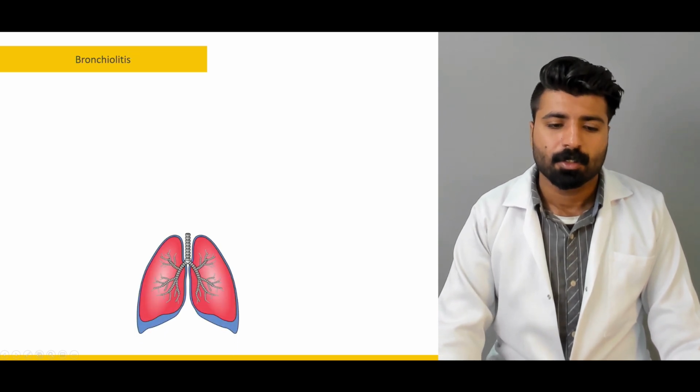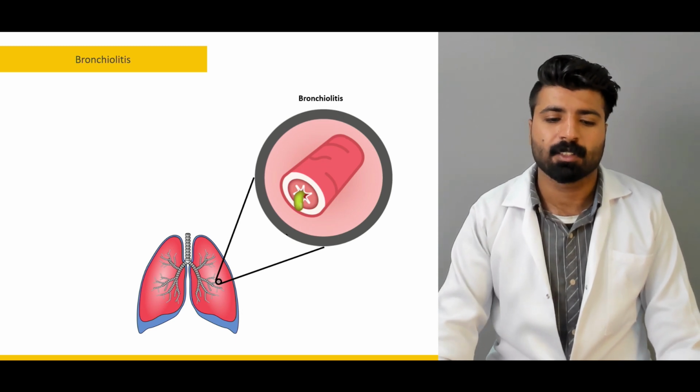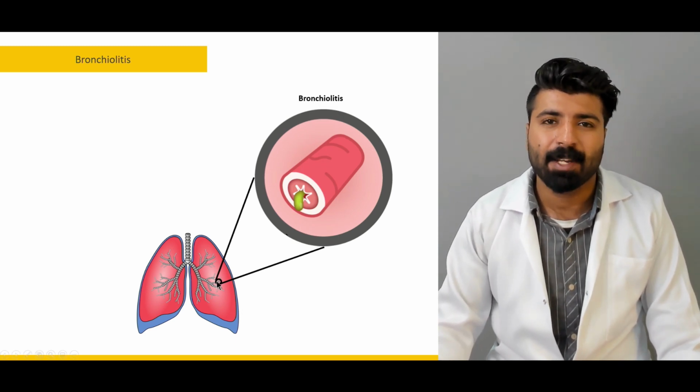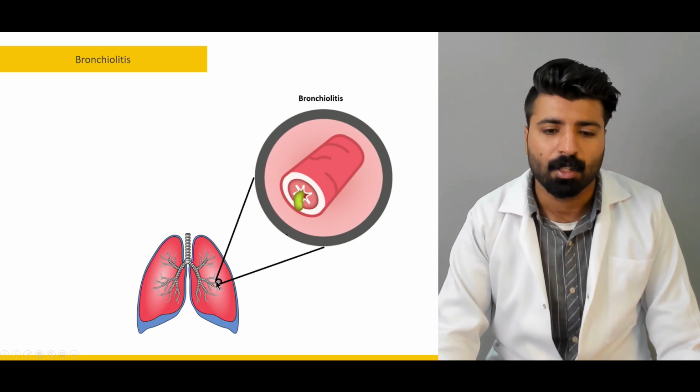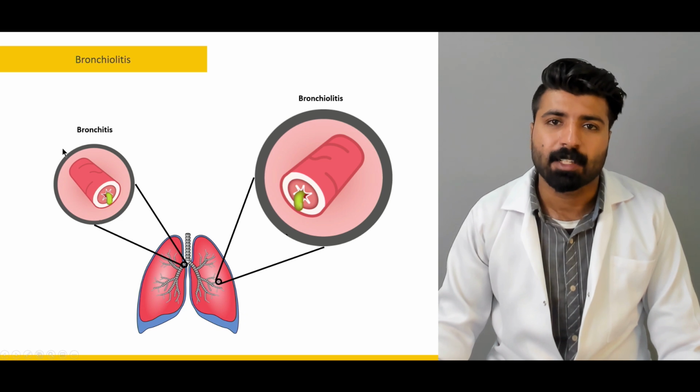Bronchiolitis, bronchial inflammation. As you can see, this is a normal lung, and this is bronchiolitis because it's happening at the level of the bronchiole, and at the level of the bronchus, it's bronchitis.